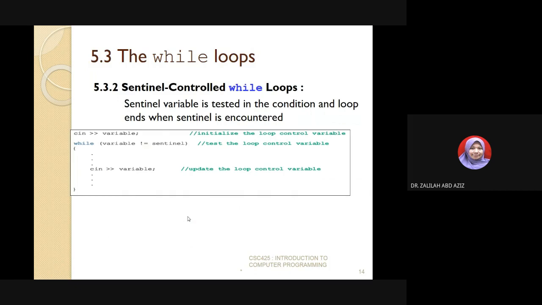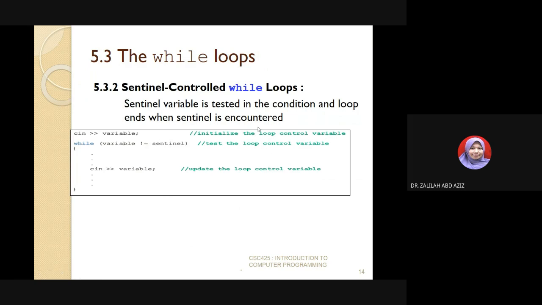Okay, now the second type of while loop. That is Sentinel control while loop. Sentinel control while loop ni we cannot determine how many times the loop will iterate ataupun execute. Okay, for example, Sentinel control while loops. Sentinel variable is tested in the condition and loop ends when Sentinel is encountered. Kita bagi syarat untuk stopkan loop tersebut.